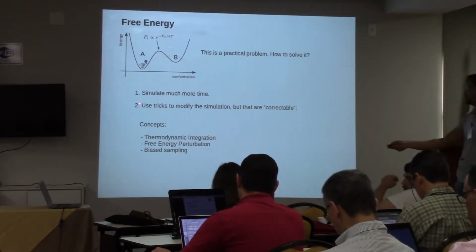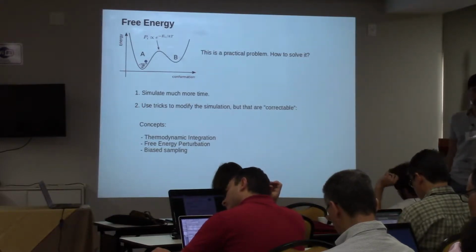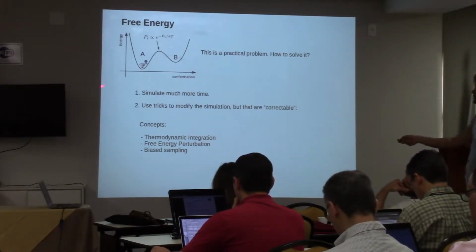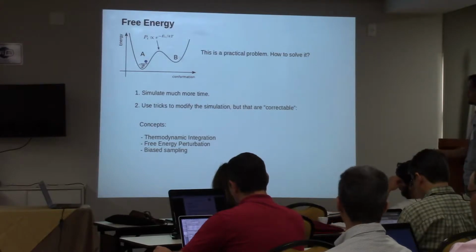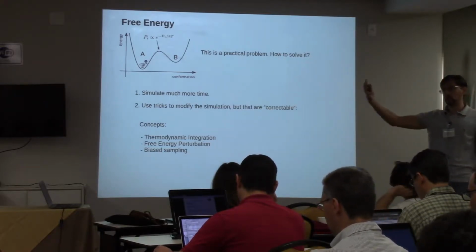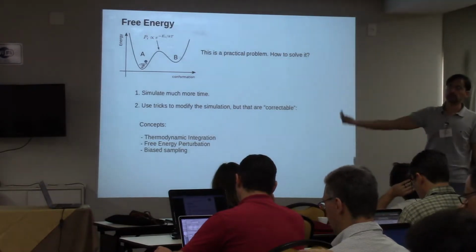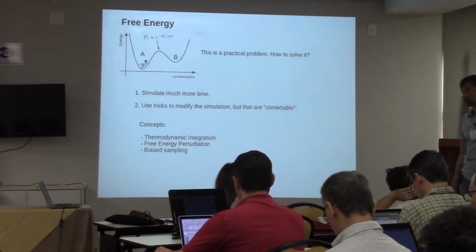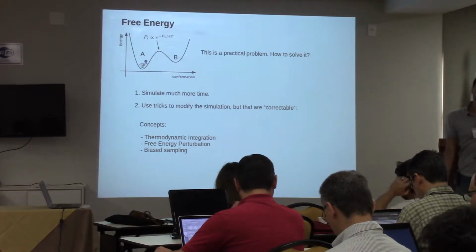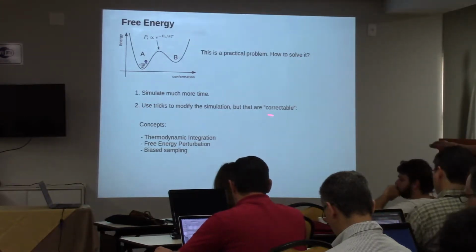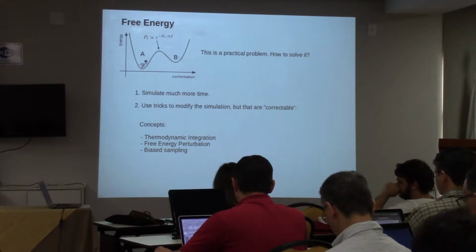So we have to do something else. And what do we do? We use tricks to modify the simulations. We are not going to simulate as in a conventional simulation. We have to modify the simulation because a conventional simulation is almost never enough to solve this problem. But these tricks must be correctable, in the sense that we have to know how to compute from the modified simulation in such a way as to correct these modifications and obtain the relative probabilities of the states in the conventional simulation. I mean, we have to be able to correct the tricks we have introduced in the simulation in such a way as to obtain the properties of the original system.